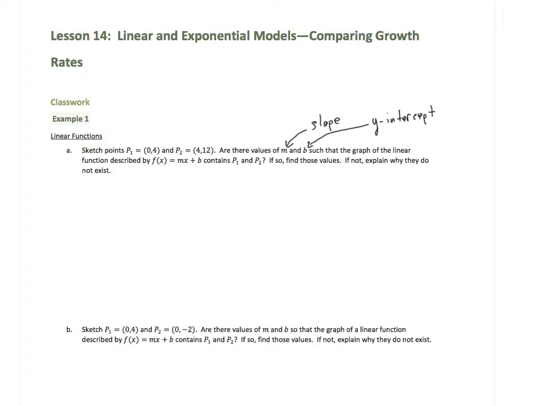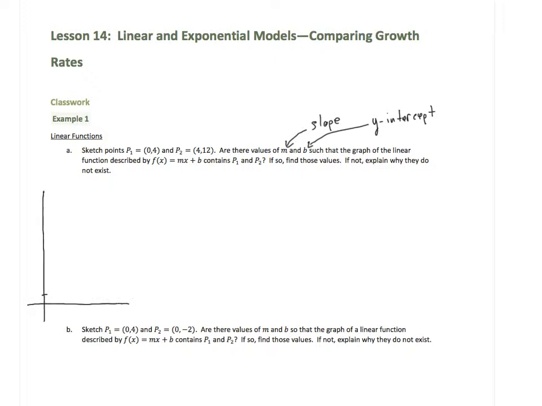What this is basically saying is, given these 2 points, P1 and P2, is there a slope and a y-intercept that allows me to put it into y = mx + b form? So let's go ahead and do step 1. Let's just draw the thing out. So let's go ahead and draw this here.